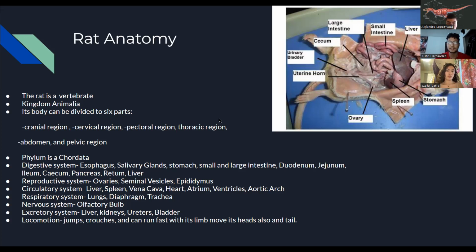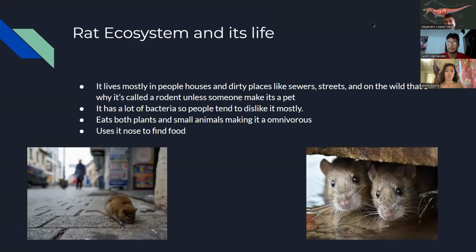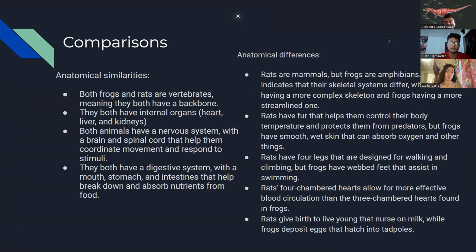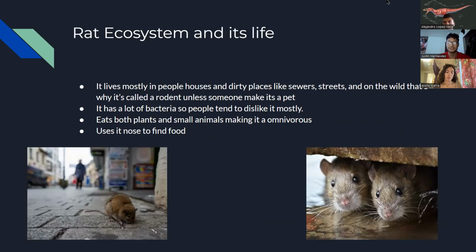Now moving on to the rat ecosystem. It lives mostly in people's houses and dirty places like sewers, streets, and in the wild. That's why it's called a rodent, unless someone makes it a pet. It has a lot of bacteria, so that's why people tend to dislike it. It eats both plants and small animals, making it omnivorous. It uses its nose to find food. And that's all.